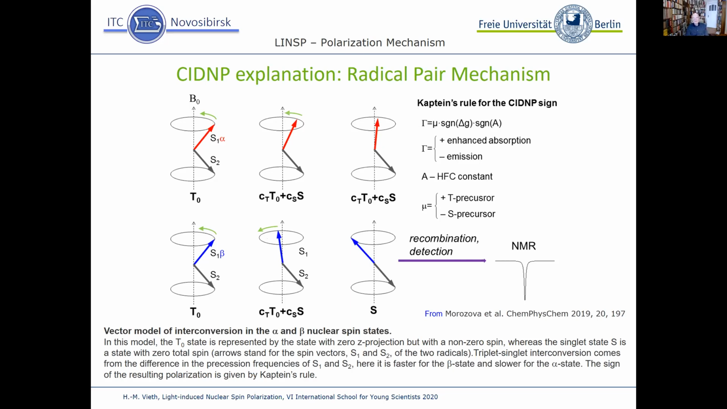So often you see for CIDMP explanation a so-called vector model. And you see two cases, up and down with blue and with red arrows, two radicals. And the vectors represent the spin state of the two electronic spins in the two radical partners in a radical pair or in a biradical.